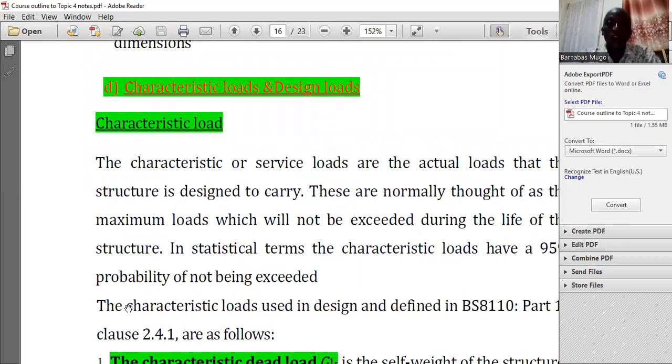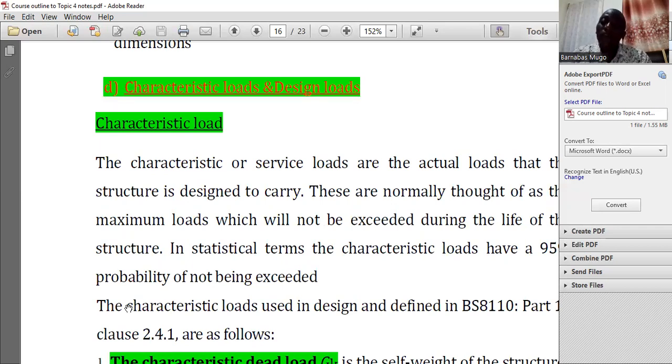There is something else called the characteristic load and the design load. We know that when we are doing the loading of the structure, we have the live load and also the dead load. The live load is the material that can be removed from that structure, but the dead load is the material that makes up that structure. So we have the characteristic load and the design load.